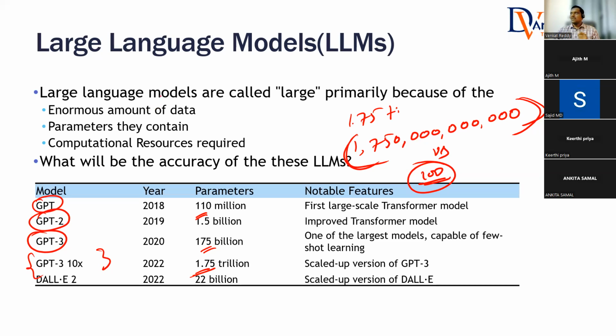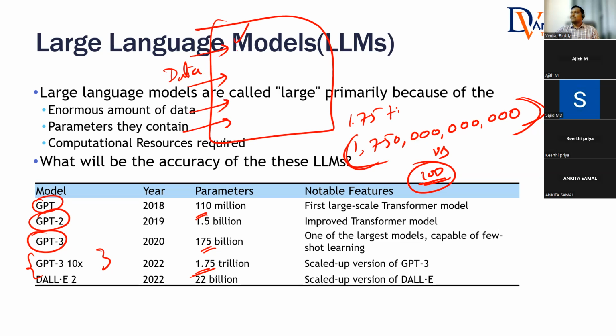Why? Where is the power coming from? One is the input data that has been used. Almost the full internet has been trained. All the books, all the news articles, all the Wikipedia articles, all the social media pages, everything has been used for training, and the number of parameters are running into trillions. That is the reason. I'll pause here before I move on to the next slide.